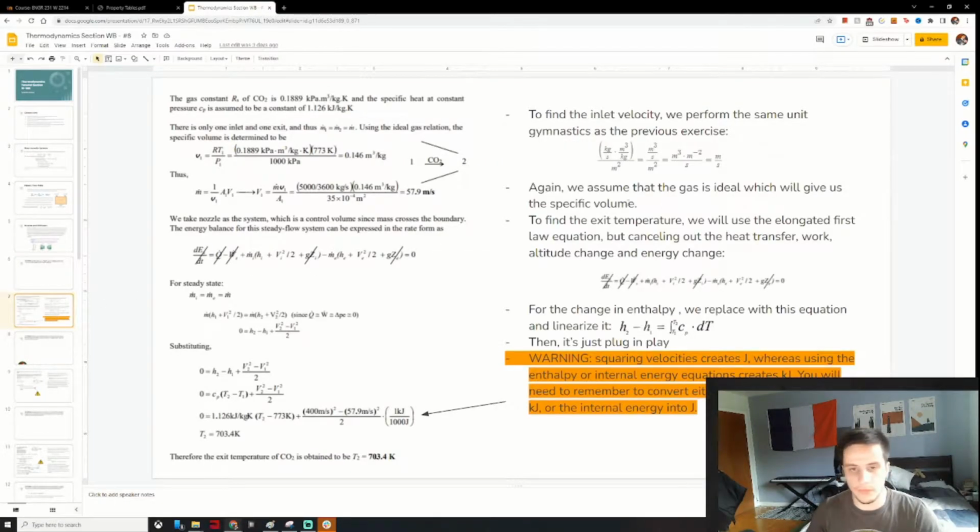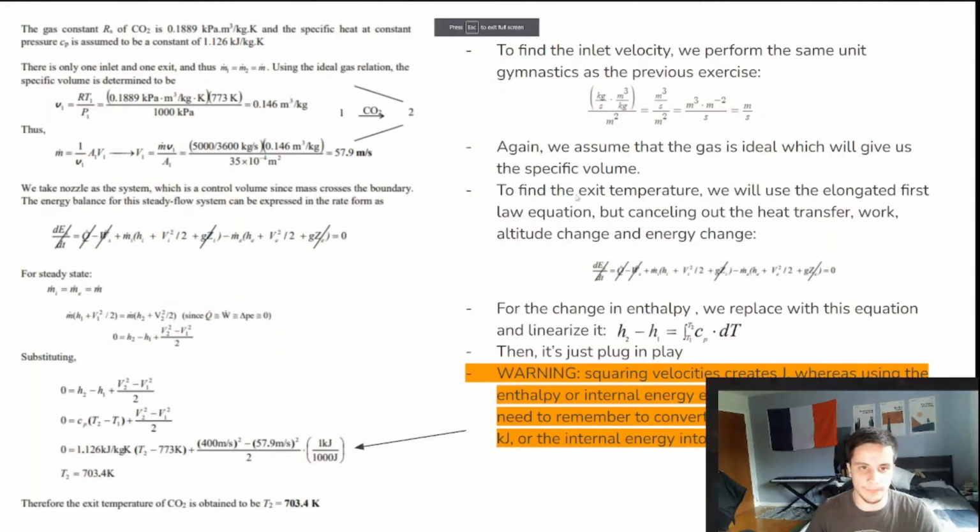So just to recap a little bit what we did, and go over how they did it in your problem pack. Initially, same thing: they found the specific volume. Using the specific volume, they plugged it into the mass flow rate equation to find the inlet velocity. Then they took the elongated first law equation, took out energy change, heat transfer, work, and the change in altitude, and you're left with this equation, and also with the steady state, so the mass flow rate, both inlet and exit, are the same.